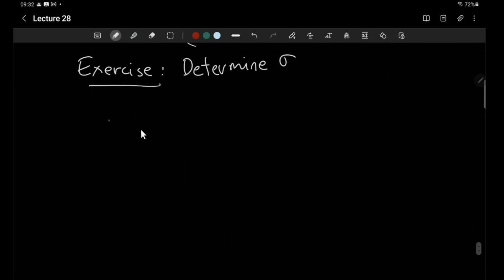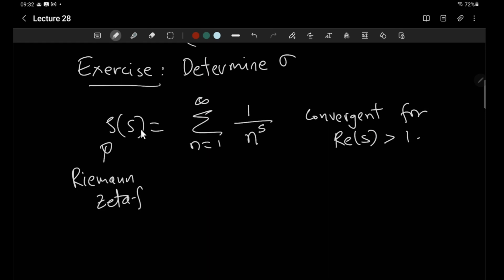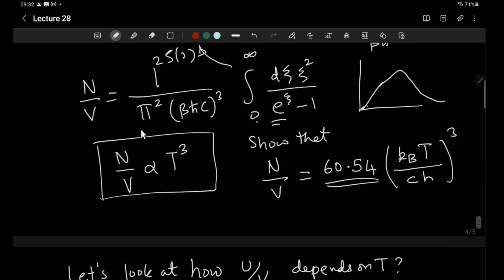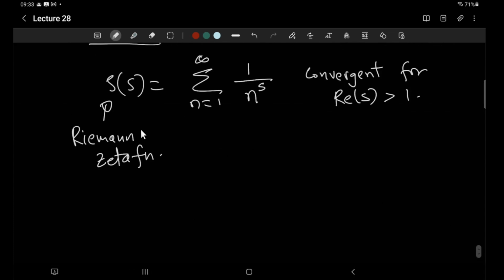Okay, so zeta of s is just defined as the summation n equal to 1 to infinity of 1 by n power s. And so this is convergent for the real part of s greater than 1. So this is called the zeta function. If you just go ahead and do some expansion, rewrite this as some summation, then you will get it. I'm not going to do it, but you can prove that it's equal to the Riemann zeta function.